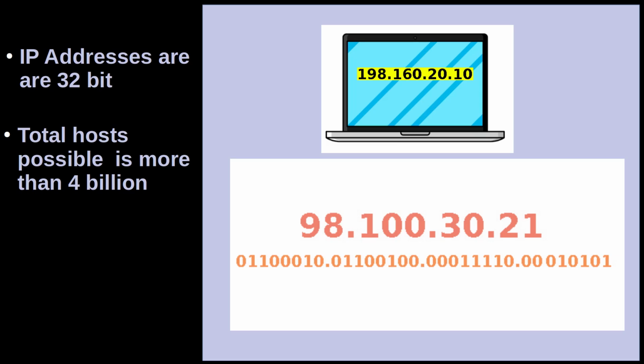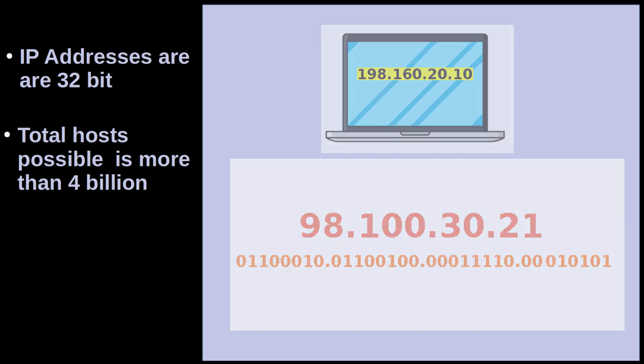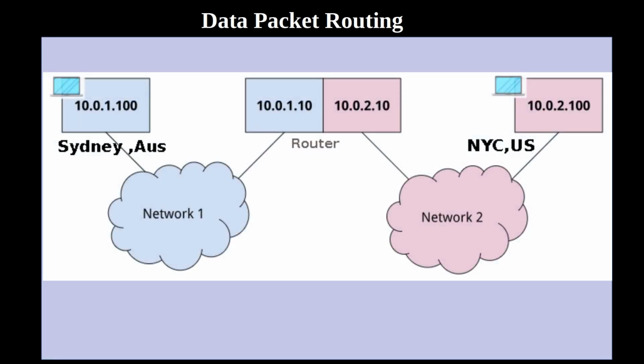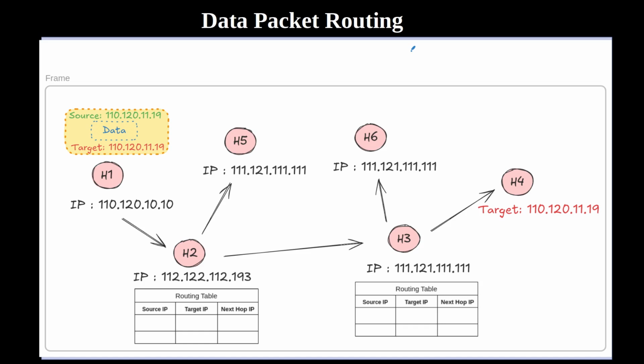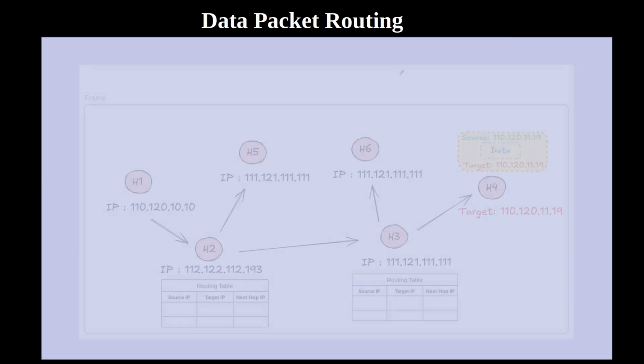Now let us see how a data packet reaches its destination on the internet. Let's say you are in Sydney, Australia and chatting to your friend in the US using your laptop. The messages you send are divided into packets and sent over the internet. If you can understand how a data packet travels from your laptop, which we call H1, to your friend's laptop, let's call it H4, we will understand how networking on the internet works.